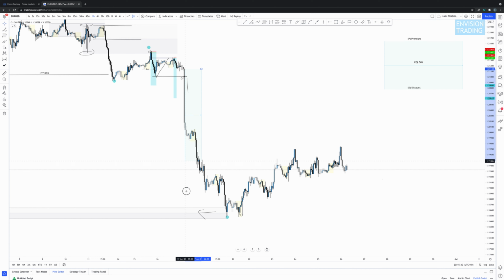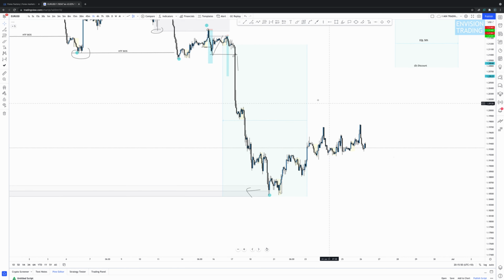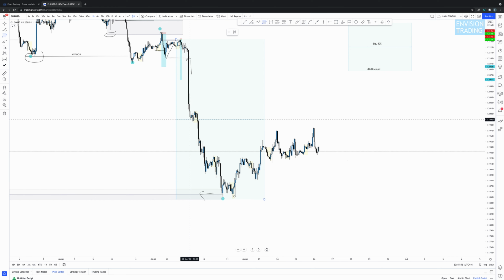So we have our impulse, expecting price to come up to here or even up into here to then drop and continue the move down. And what do we have? Let's move this up a bit, say the impulse is there. And what do we have right on this equilibrium? We have a range. So this could potentially be mitigated to drop further.